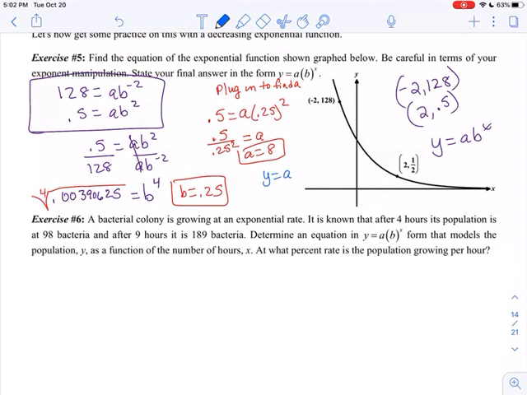So after all that, it wasn't too terrible. Now I still need to write my equation. So I'm going to do that in a different color so you can see what the answer is. Remember, my equation is y equals ab to the x. Now I know what a is. A is 8. And I know what b is. B is 0.25. And that is my equation. Okay, I think we practiced that.